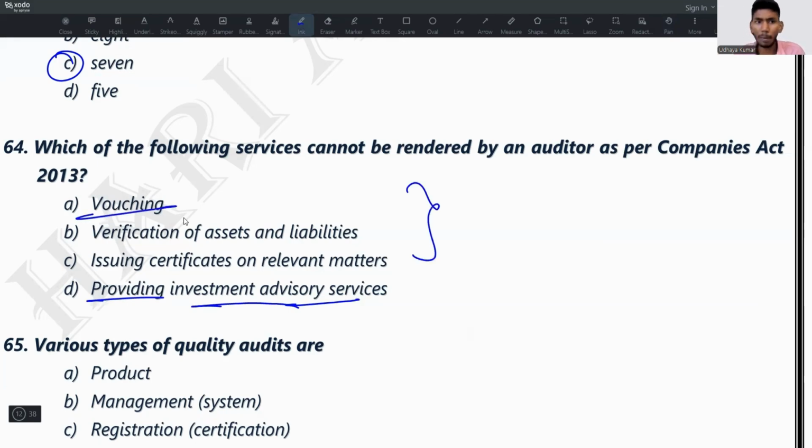If you eliminate, vouching is done by the auditor, verification of assets and liabilities done by the auditor, issuing certificates on relevant matter is done by the auditor. So then what is not done by the auditor? Providing investment advisory services, which we have discussed under the section 144. Certain services not to be rendered by the auditor. Clear? So moving to the question number 65.